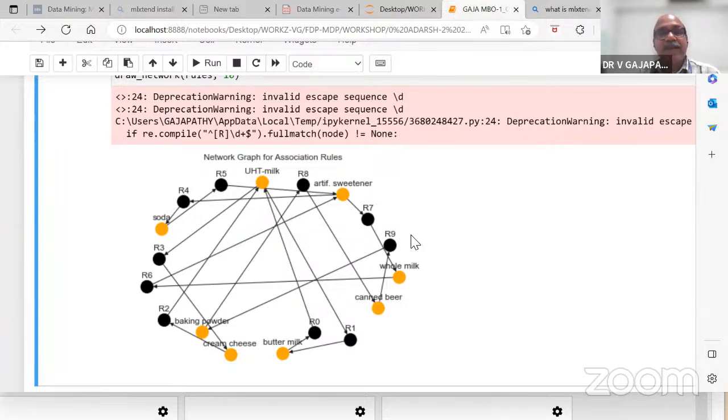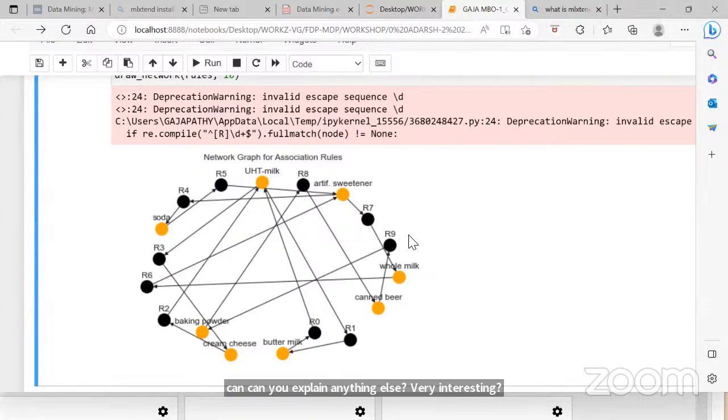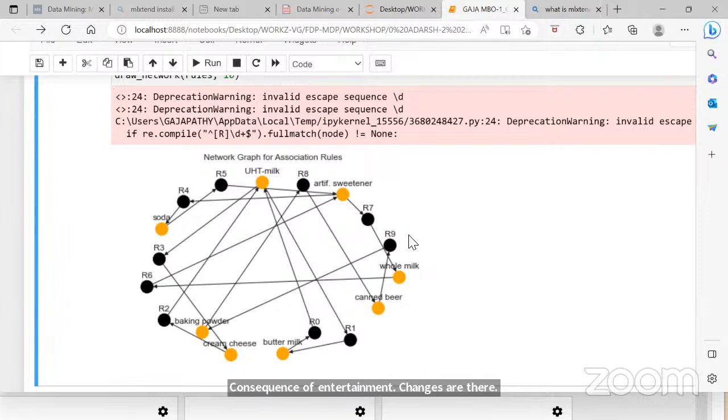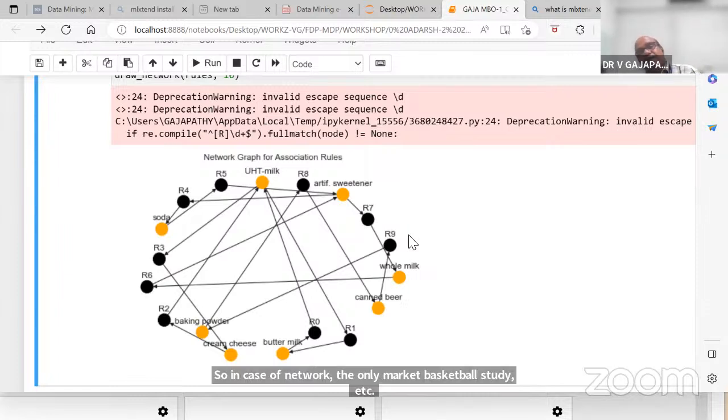Is it okay? Now, can you explain anything else? Very interesting. Consequence and antecedent change. Pardon? In a network, in case of the network, what we studied in market basket, the consequents and antecedents change. For example, in this case, yes, sir.